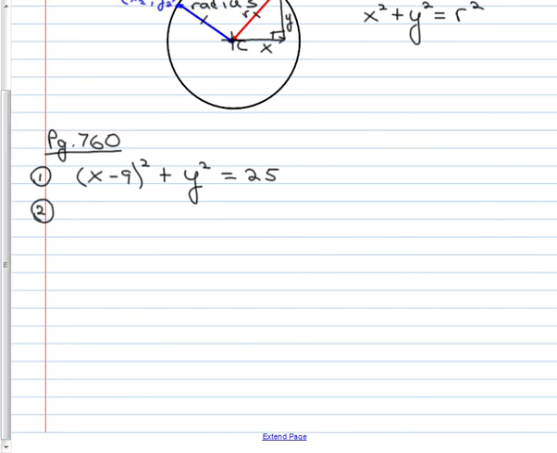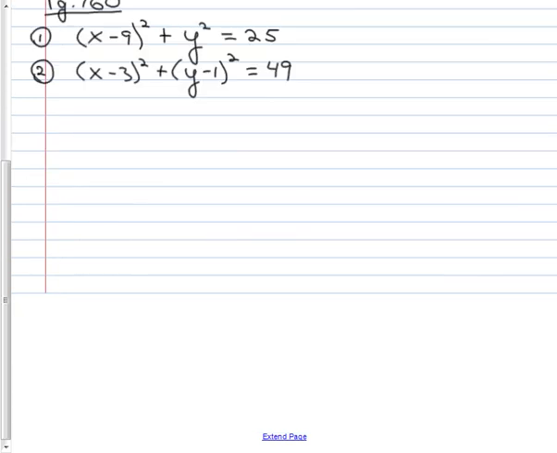Number 2. The center is at 3, 1. So x minus 3, quantity squared, plus y minus 1, quantity squared. Once we know the center, we can do all that stuff. Diameter is 14. If the diameter is 14, the radius must be 7, and we'll square the radius and get that number.